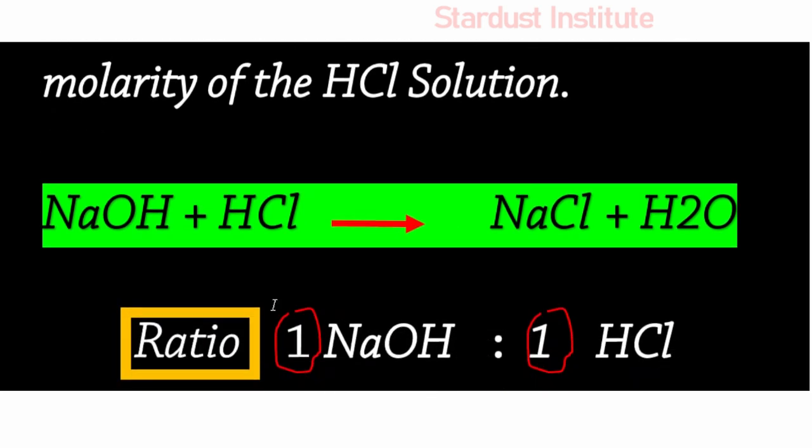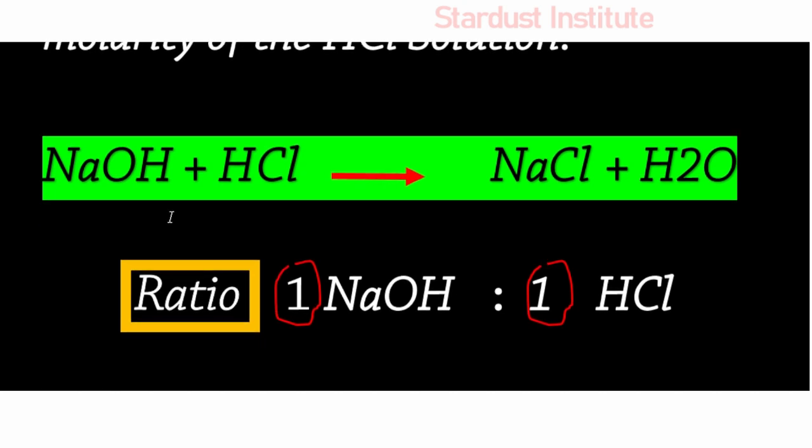Now you can see the ratio. To react with 1 mole of HCl, 1 mole of sodium hydroxide is required. The same way, to react with 1 mole of sodium hydroxide, 1 mole of HCl is required. It's a ratio of 1 to 1.